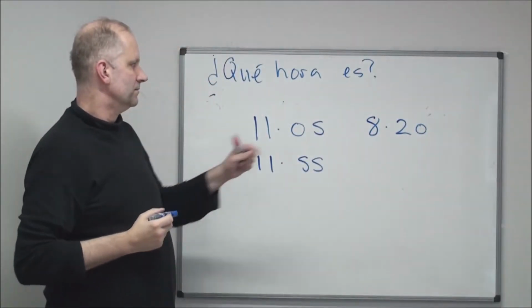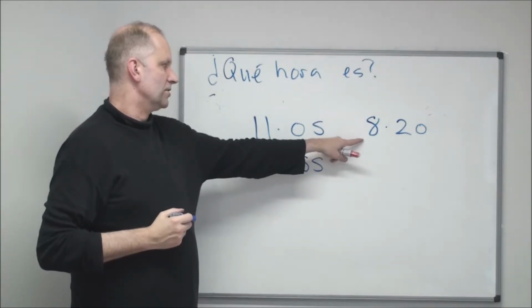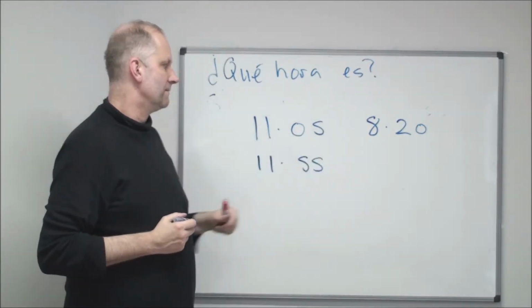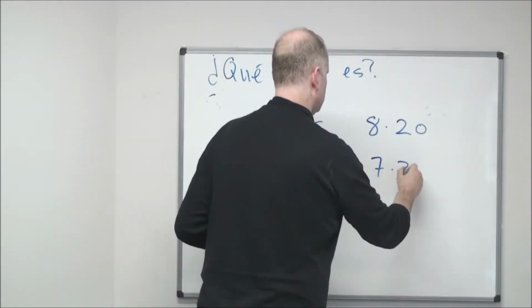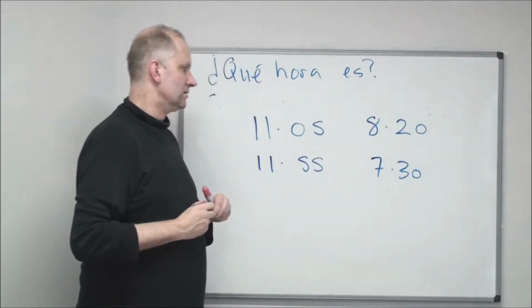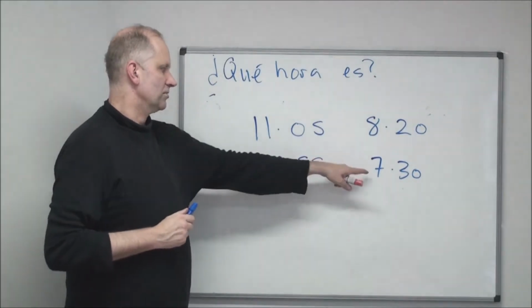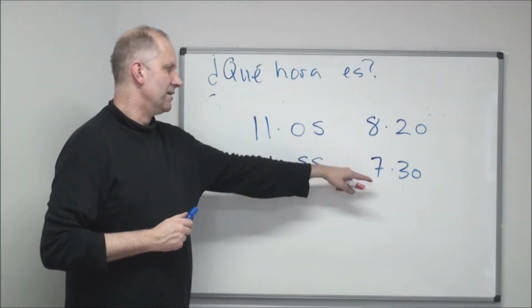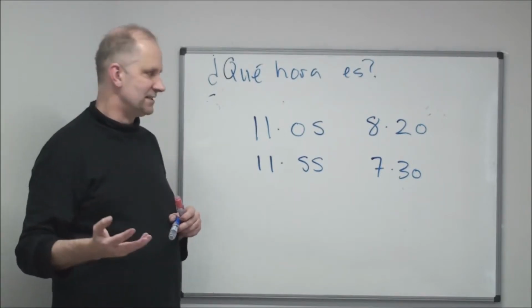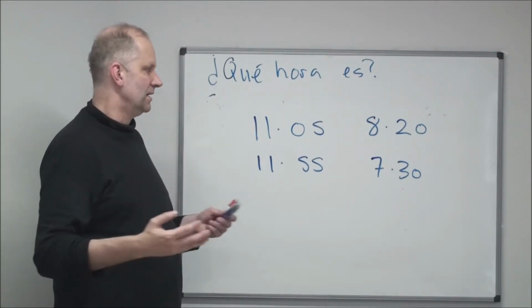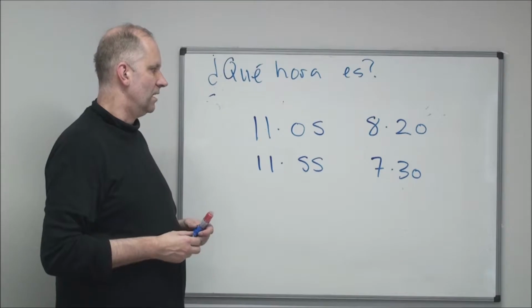¿Qué hora es? Son las 8:20. ¿Qué hora es? Son las 7:30. Son las 7:30. You could also say it another way, but I think it's better to say y media.